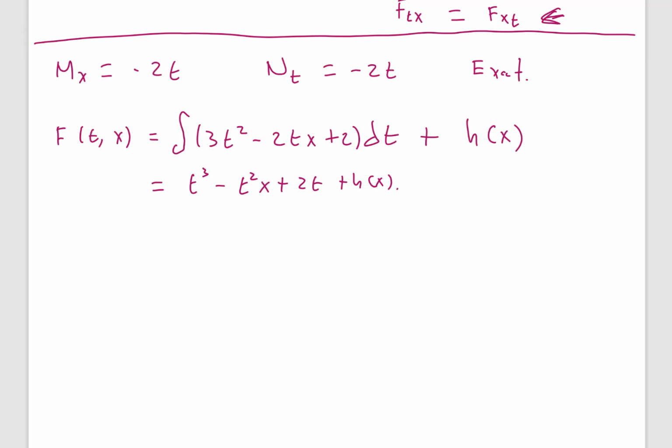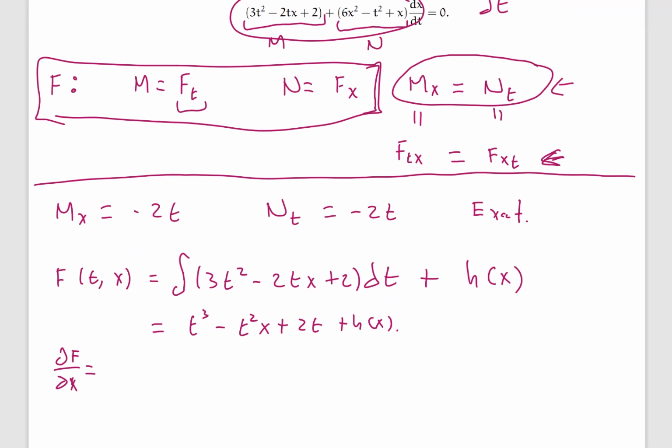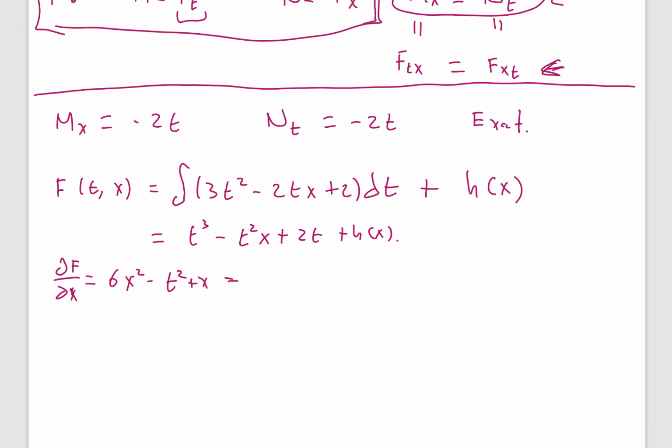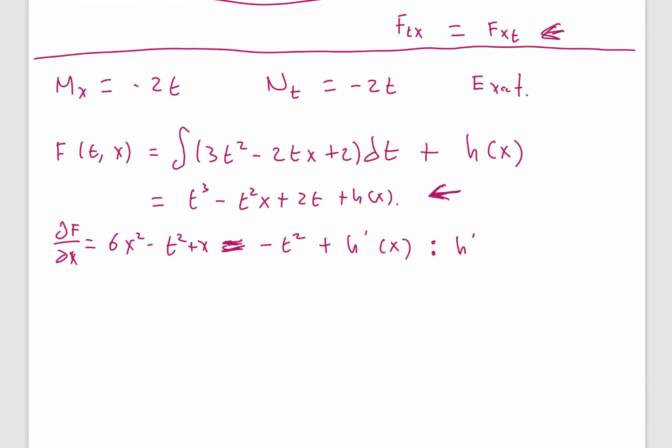We just have this unknown function h, and we're going to use the other piece of information, which is the partial derivative of f with respect to x is equal to N, and N is 6x squared minus t squared plus x. Okay, we also know this is f, and so if I take the derivative of that with respect to x, it should equal N. So I'm going to take the derivative with respect to x, and you get minus t squared plus h prime of x. Okay, and observe here that I can solve for h prime of x, and I get that h prime of x is equal, so this is an equal sign.